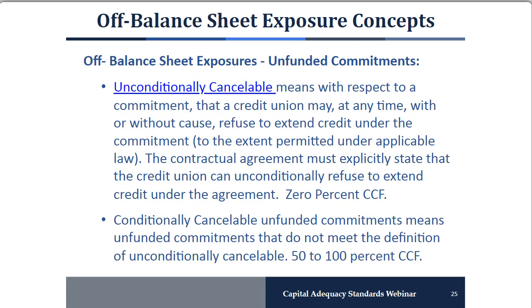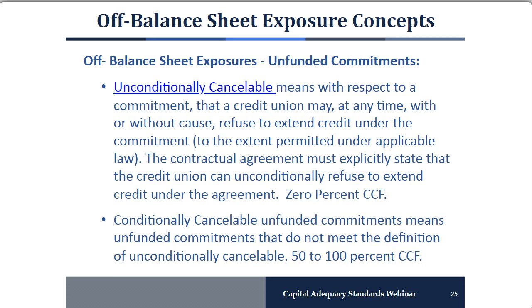For most credit unions, unfunded commitments represent the most material off-balance sheet exposure, and in many cases, the only off-balance sheet exposure. For RBC purposes, unfunded commitments are considered either unconditionally cancelable or conditionally cancelable. Unconditionally cancelable means that a credit union may, at any time, with or without cause, refuse to extend credit under the commitment. The contractual agreement must explicitly state that the credit union can unconditionally refuse to extend credit under the agreement.